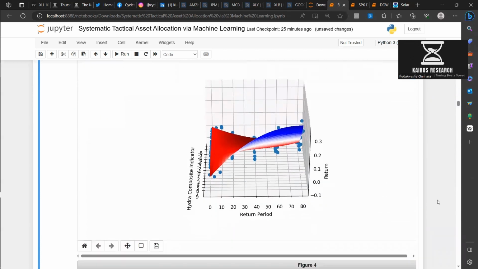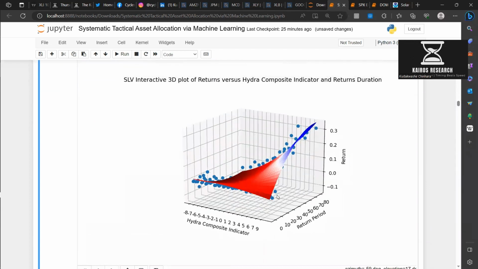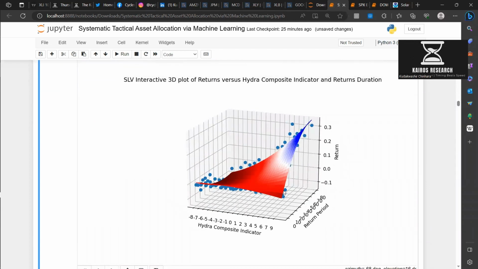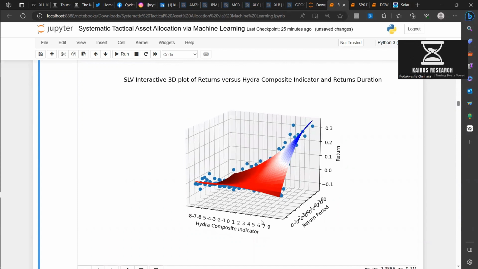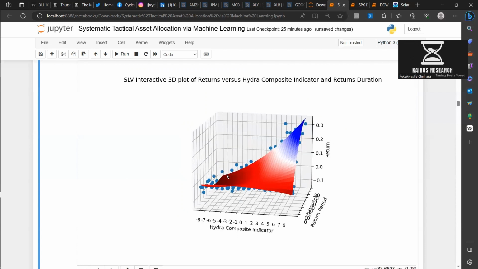Let's look at a couple of other markets just for interest's sake. This is silver. Look at this. Silver shows that in the past, after periods of being extremely overbought, it's had an incredible run. Whereas periods of being oversold, it's actually sold off.